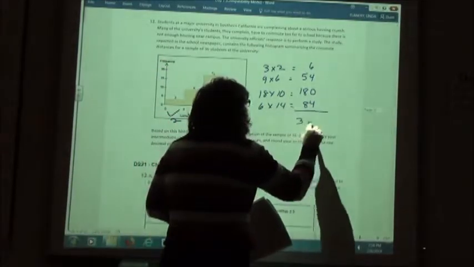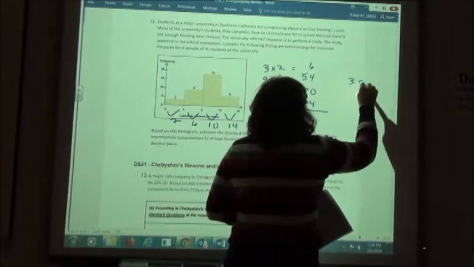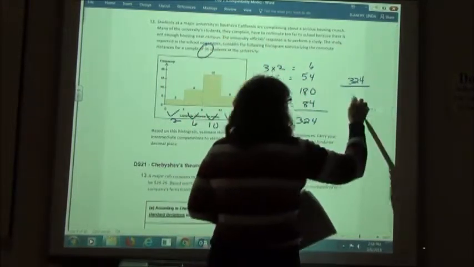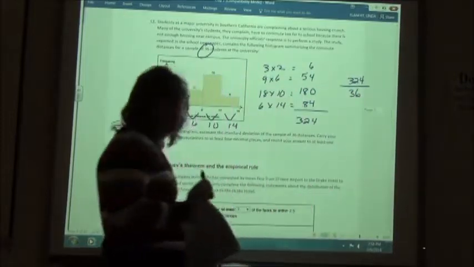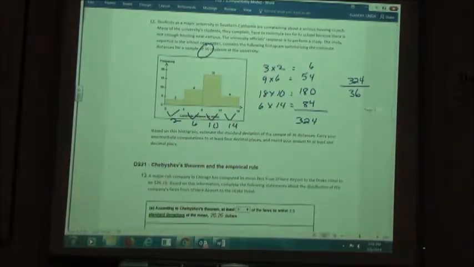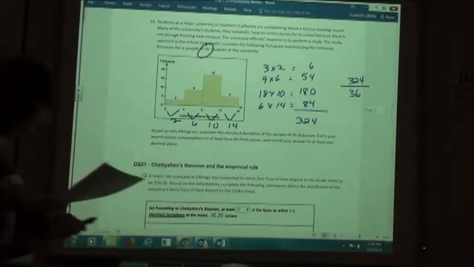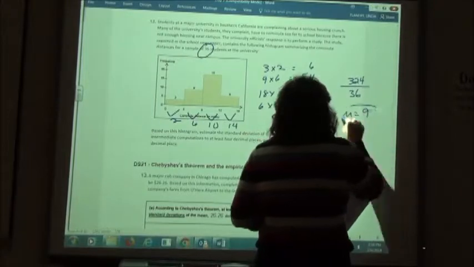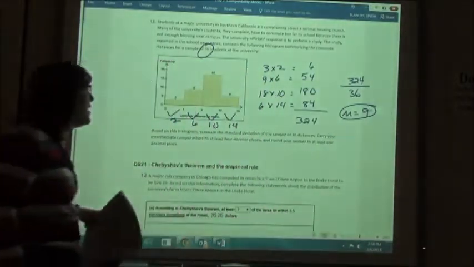324. So finding the mean, 324 divided by 36 students from our university, right? 9. So our estimated mean is 9.